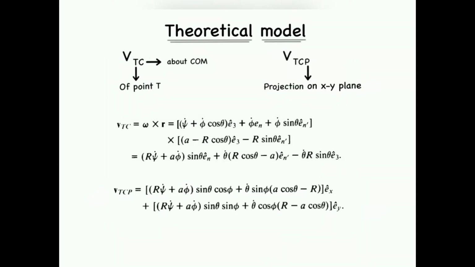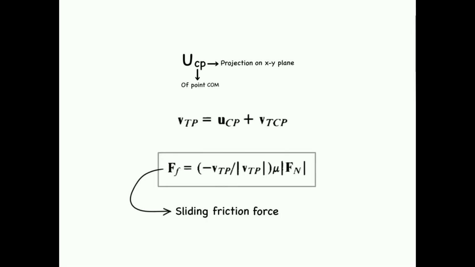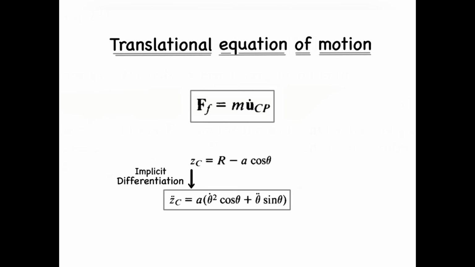Projection of this velocity on the xy plane. I'm not showing the calculation. Velocity of the contact point on the xy plane from the lab frame. Sliding friction acts to oppose the motion of the point of contact and is proportional to the normal force. Here's the equation of motion for the xy coordinates, since F is the only external force acting on the xy plane.